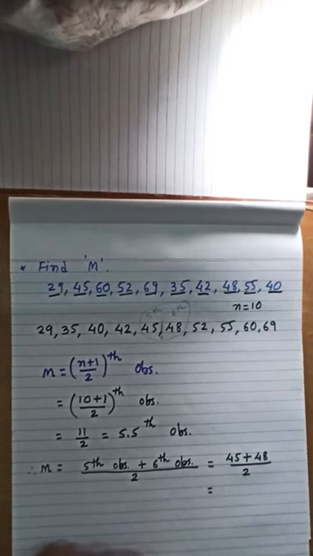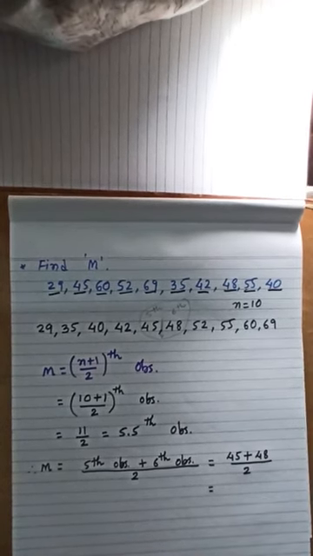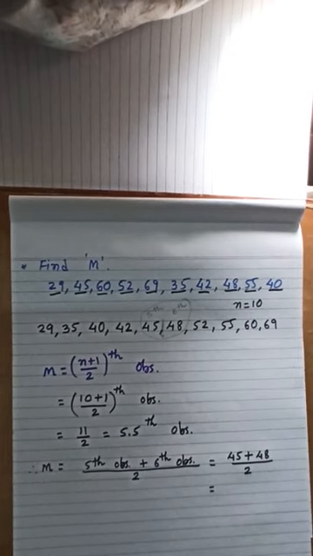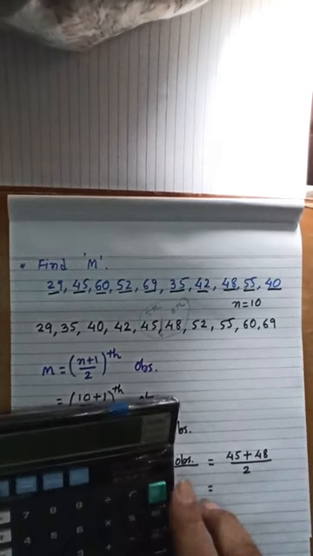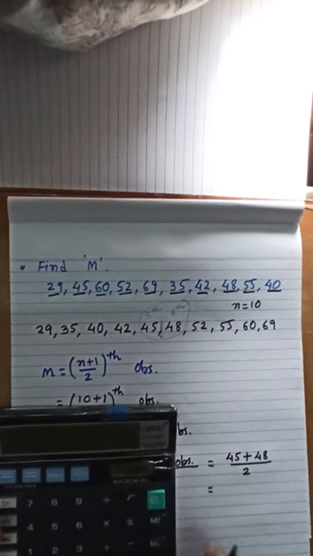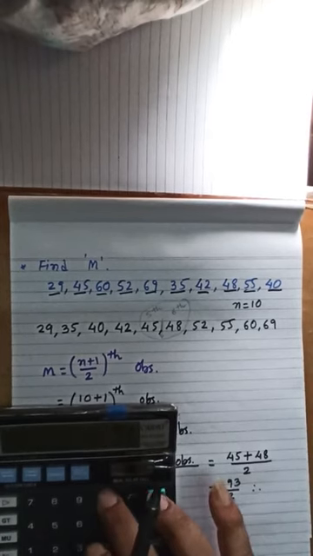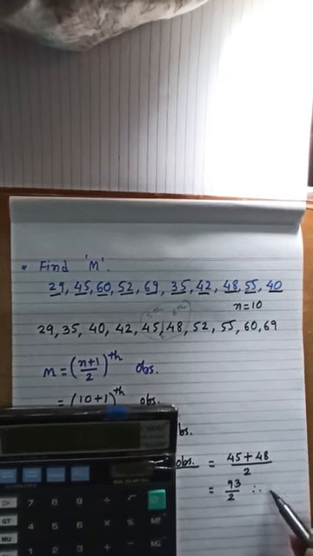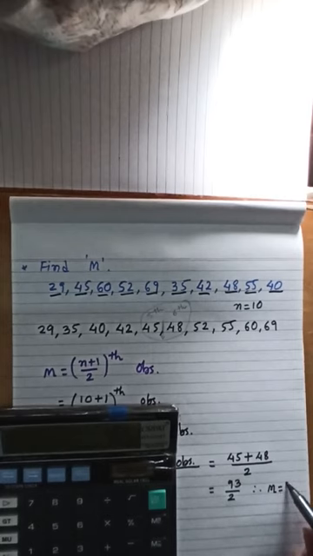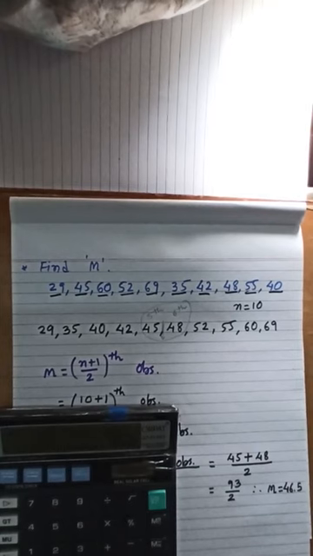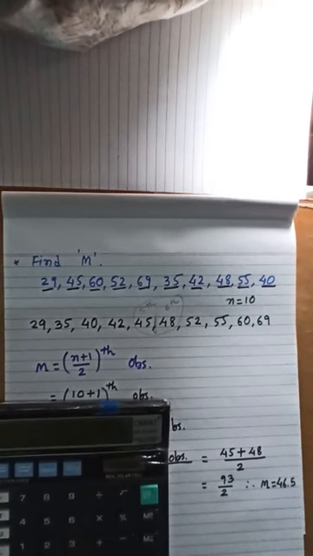Therefore, it is 45 plus 48. The answer will be 93. 45 plus 48 is equal to 93, divided by 2. Therefore, the answer of median is 46.5. Answer of median is 46.5.